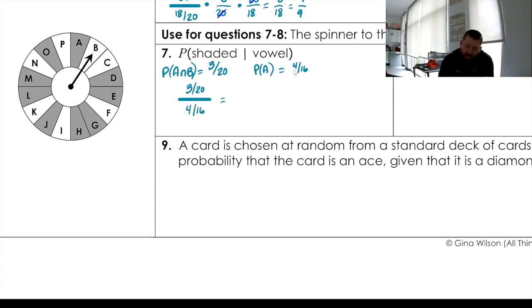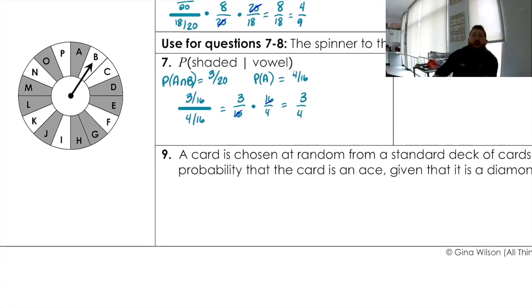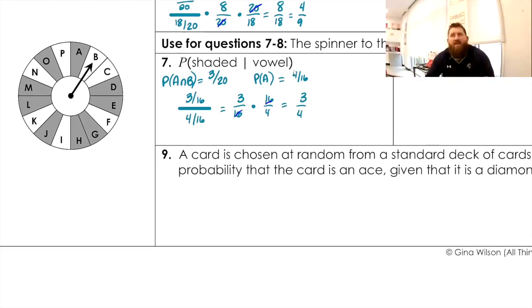Can't divide fractions, so we multiply by the reciprocal. I don't know why I put 20. I've been writing 20 so much. So 3 out of 16, my bad, guys. 3 out of 16 times 16 over 4. Remember, our denominator is going to cancel. And we get 3/4. So this conditional probability, guys, sets a new sample space.